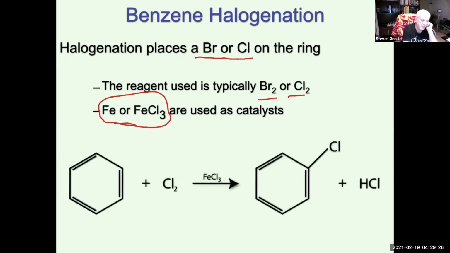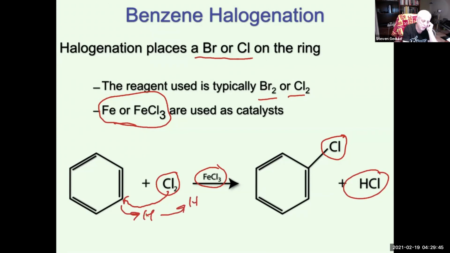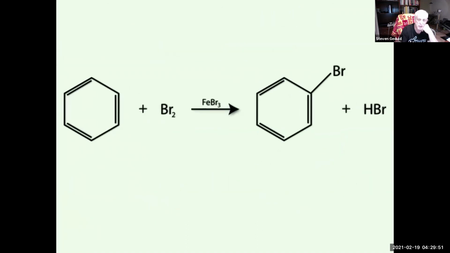Okay. So you have benzene plus Cl2 with iron 3 chloride, and you replace one of the hydrogens with a chlorine, and then HCl. So the chlorine splits. 1 chlorine goes here, kicks off the hydrogen. The hydrogen combines with the other chlorine to form HCl. Okay. Bromine, same way. You have bromine, Br2. That splits. One of the bromines attaches here. This hydrogen is kicked off and combines with this other one to give you HBr.